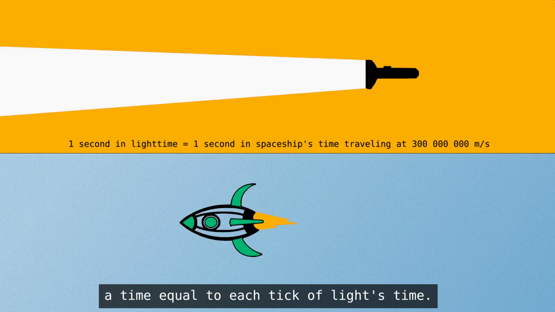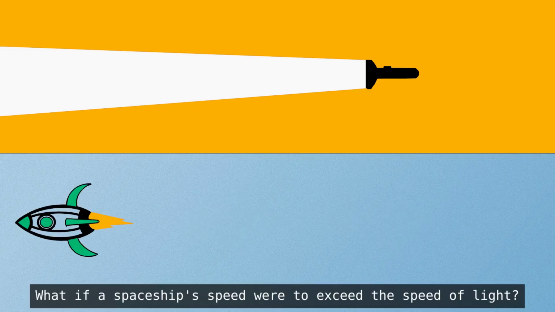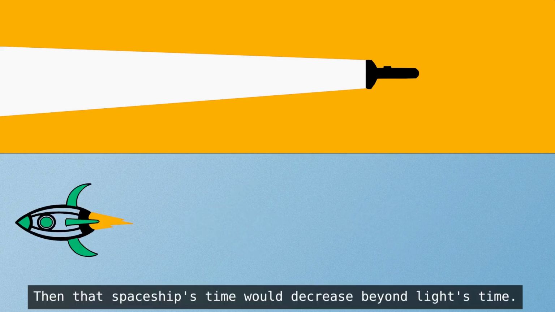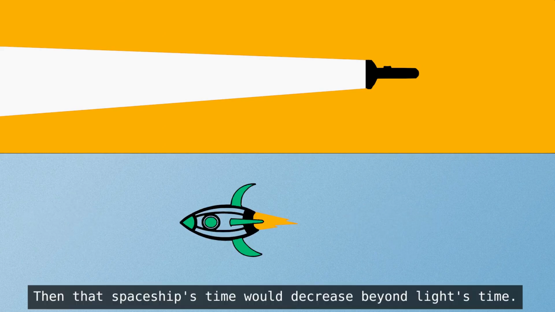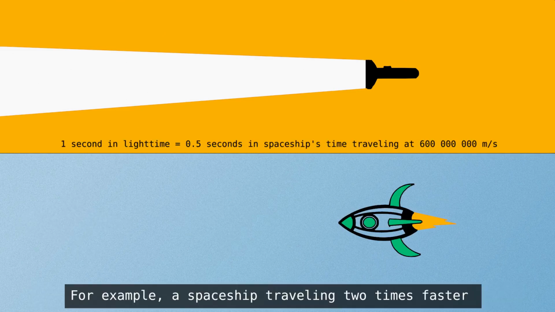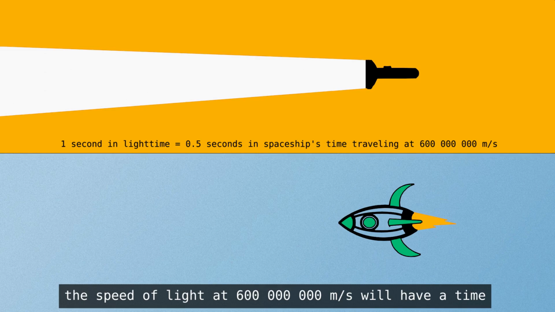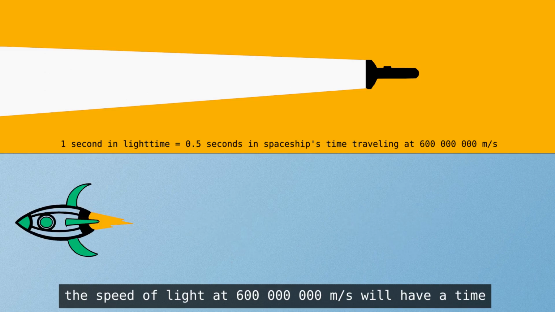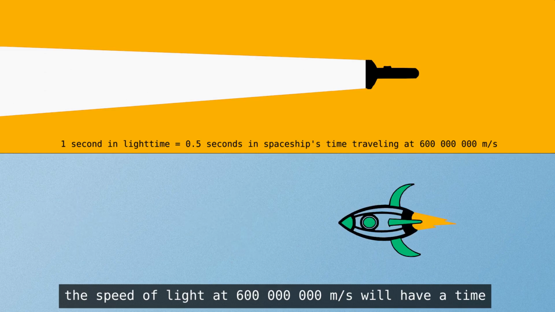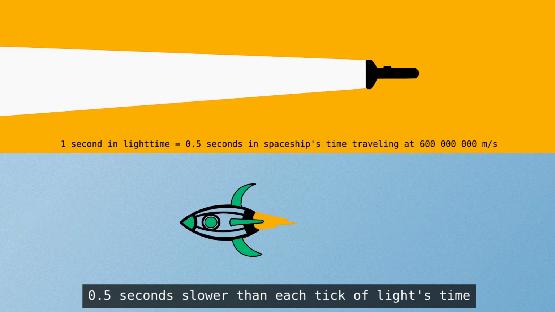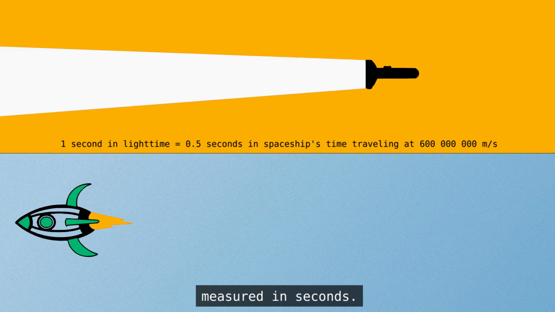What if a spaceship's speed were to exceed the speed of light? Then that spaceship's time would decrease beyond light's time. For example, a spaceship traveling 2 times faster than the speed of light, at 600 million meters per second, will have a time 0.5 seconds lower than each tick of light's time, measured in seconds.